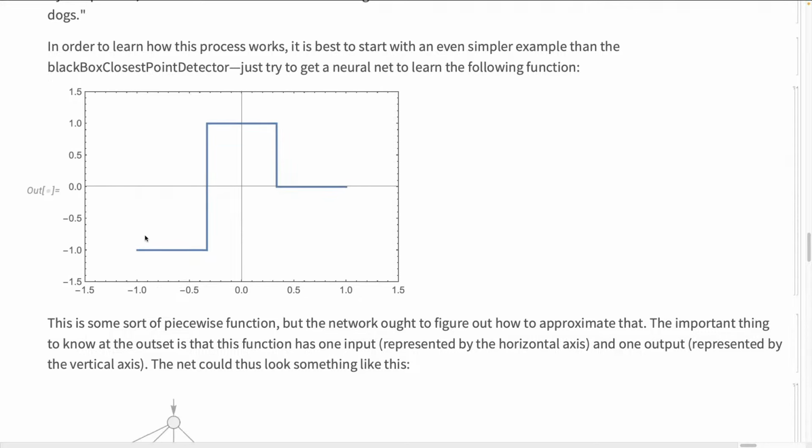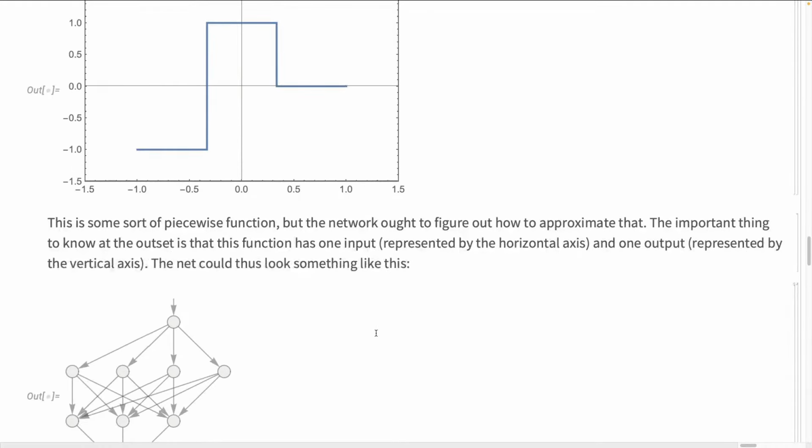So let's say we've got this function. Very simple function, kind of a simpler analog of the closest point detector function. It's just a step function. If you're less than -1/3, you should read -1. If you're between -1/3 and 1/3, you should be 1. And if you're greater than 1/3, you should be 0. So it's a piecewise function, but ideally the network should be able to figure out how to approximate that.